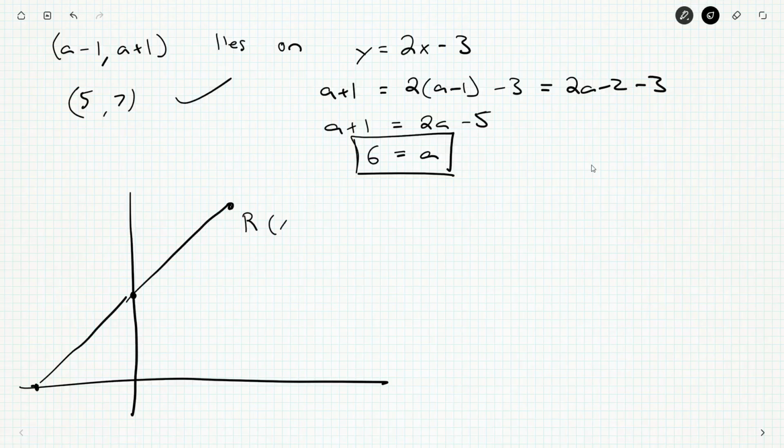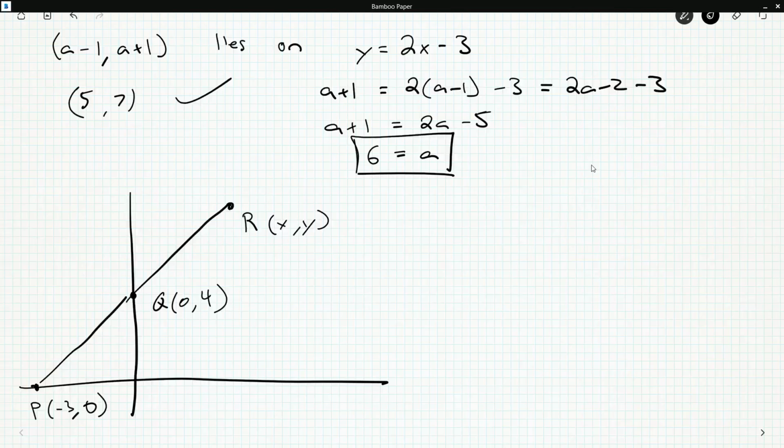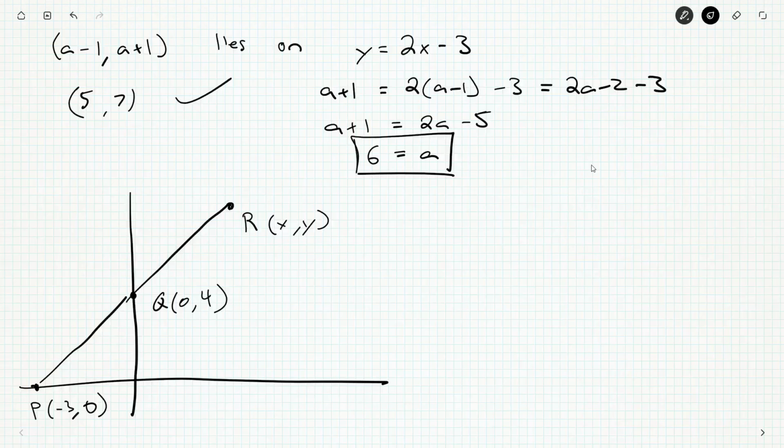I'm going to say R is at x, y, and I want to find out what this x and this y are. Q, if I glanced correctly, is 0, 4, and I think P was negative 3, 0, but I'm willing to be proven wrong. Nope, everything's good to go. Okay. So there's 2 ways we can view this.